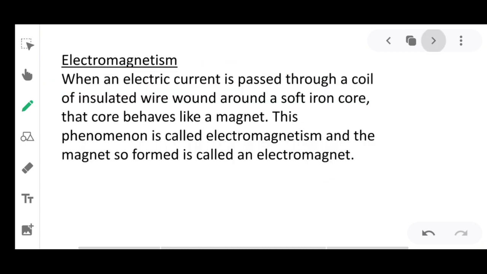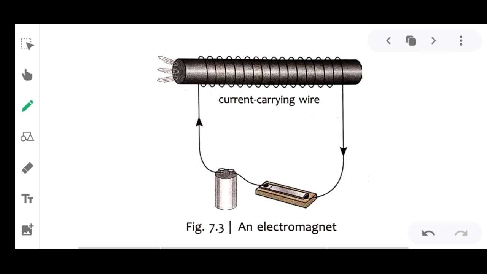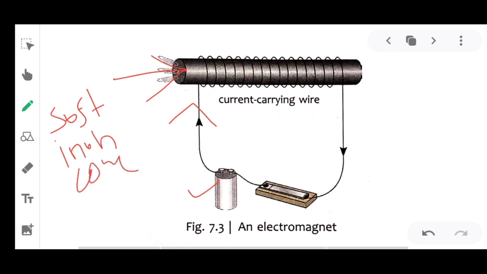Clear? Then electromagnetism. So this is a battery, and this is a switch, and this is the conducting wire. And this is a soft iron core, and this insulated wire is wound around the iron core, like a coil. This is the coil.